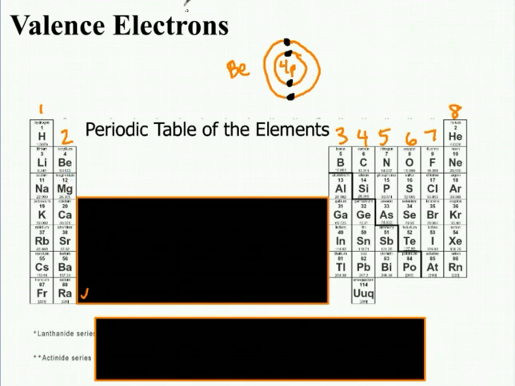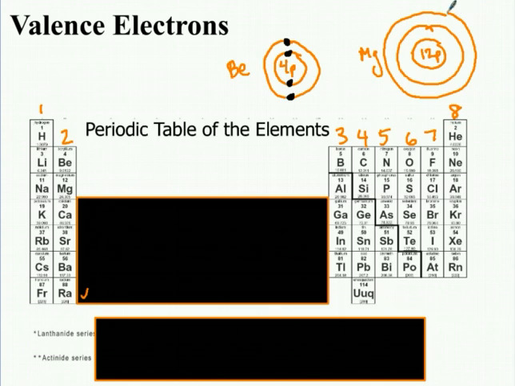Let me do magnesium, the one that's right underneath it. So magnesium has 12 protons. Magnesium is in the third row, so I'm going to draw 3 rings. And since it has 12 protons, it's going to have 12 electrons.